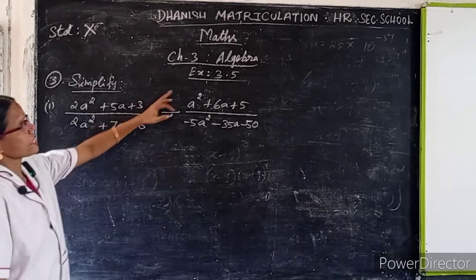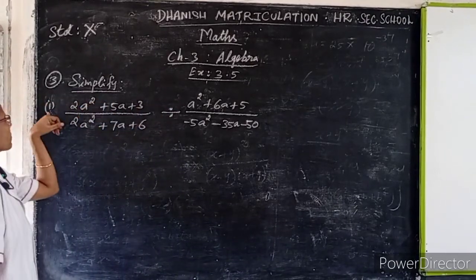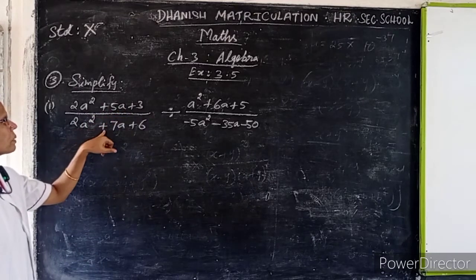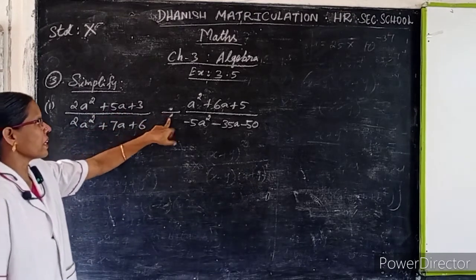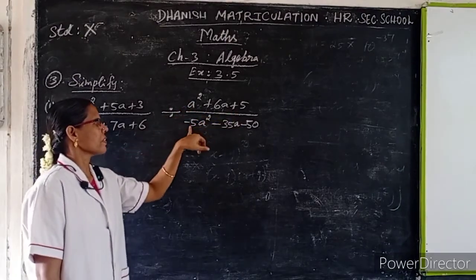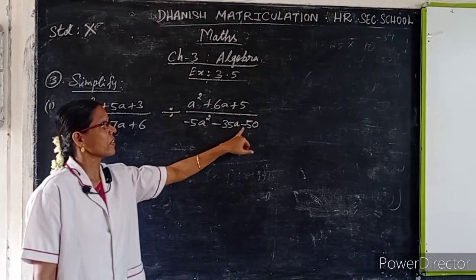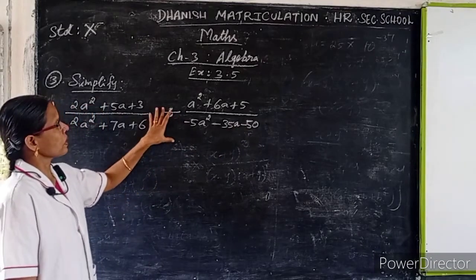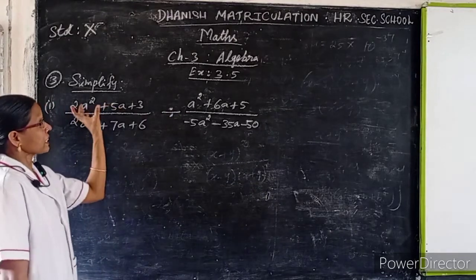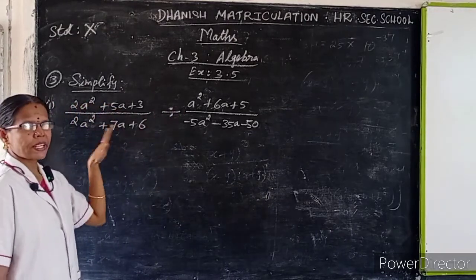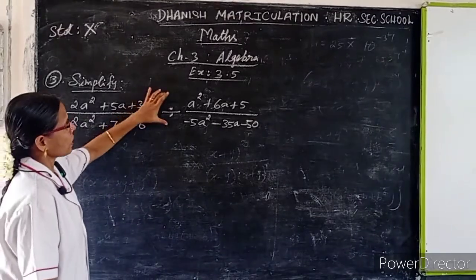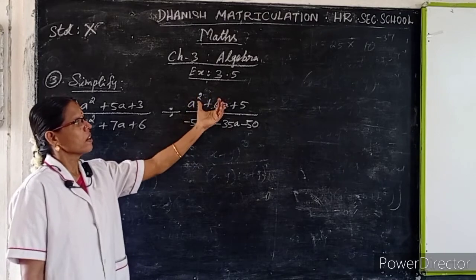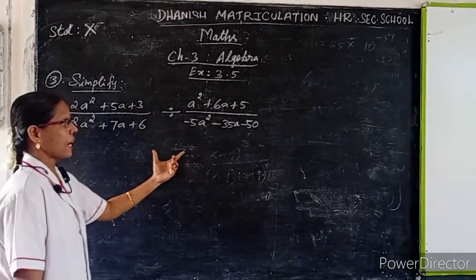Now exercise 3.5, third question, simplify. First subdivision: 2a square plus 5a plus 3 divided by 2a square plus 7a plus 6 divided by a square plus 6a plus 5 divided by minus 5a square minus 35a minus 50. Here a division operation is given. So first find factors for these quadratic expressions. Then put the reciprocal for this fraction. So write the factors of this one in numerator, factors of this one in denominator, and simplify.